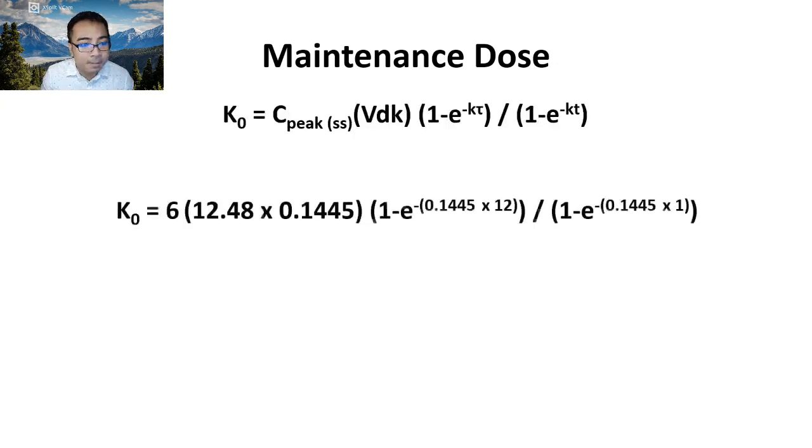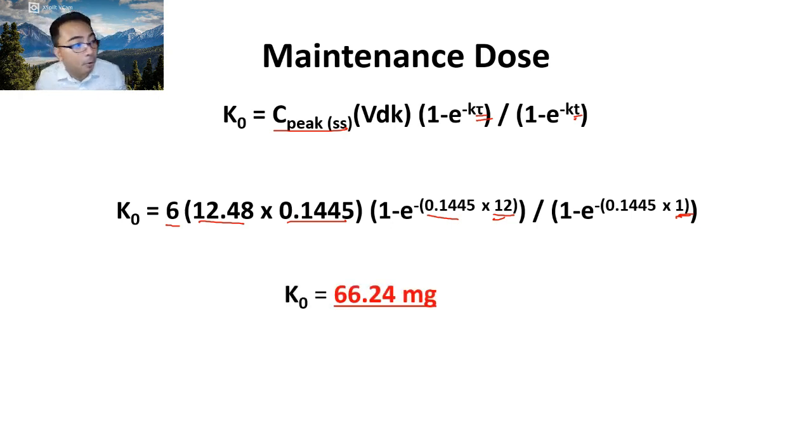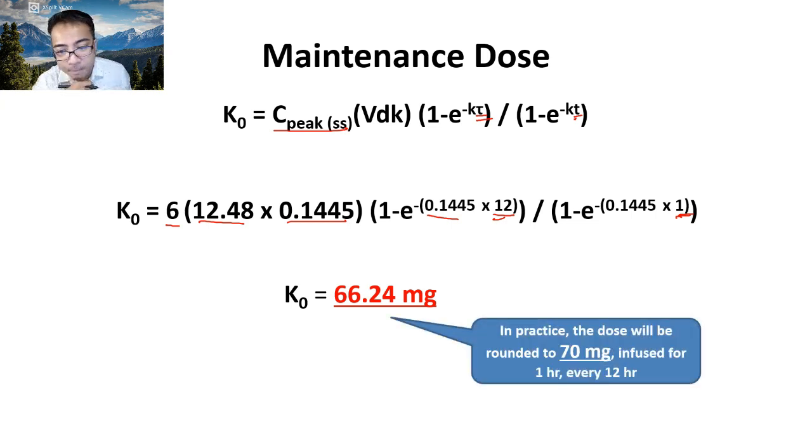So, ang lalabas class dyan, ang desired natin na peak would be 6. V9 is 12.48, then K is 0.1445 times 1 minus e negative 0.1445 times 12, which is our dosing interval. Then 1 minus e negative 0.1445 times 1, which is our infusion time. At ang lalabas class na result dyan would be 66.24 milligrams. Now, 66.24 milligrams, in practice, the dose will be rounded to 70 milligrams infused for 1 hour every 12 hours.